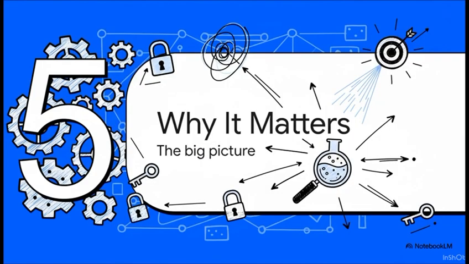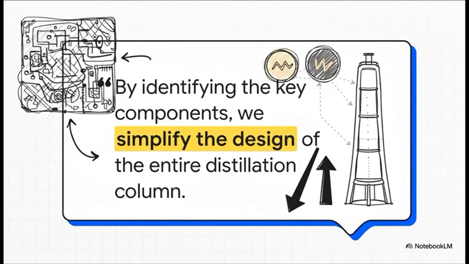All right, let's zoom out and look at the big picture here. Why do we even bother with all these labels, keys, non-keys? The reason is actually pretty powerful. It's all about focus and making things manageable. And this right here is the ultimate payoff. By just identifying and focusing on how the light and heavy keys behave, engineers can design the entire complex distillation column. This one insight turns a totally overwhelming problem into something you can actually wrap your head around and solve.